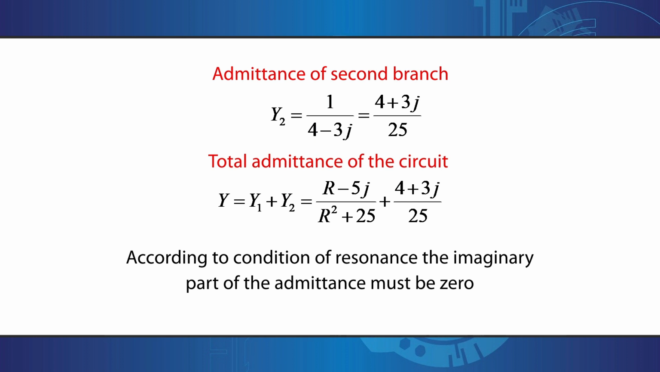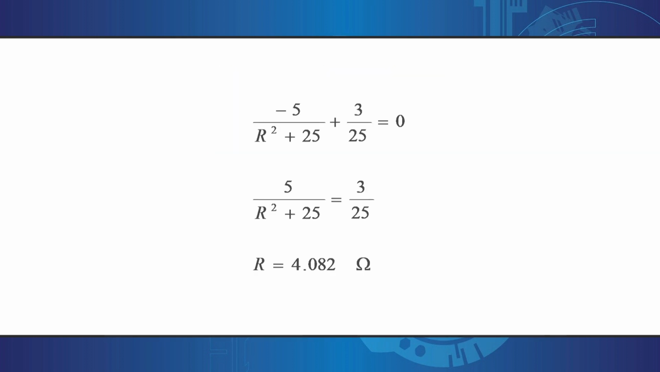So it can be written as R minus 5j upon R square plus 25, plus 4 plus 3j upon 25. According to the condition of resonance, the imaginary part of admittance must be 0. So you can write minus 5 upon R square plus 25 plus 3 upon 25 is equal to 0. In other words, 5 upon R square plus 25 is equal to 3 upon 25. After solving this expression, the value of resistance is equal to 4.082 ohm. Now we are going to discuss another example.